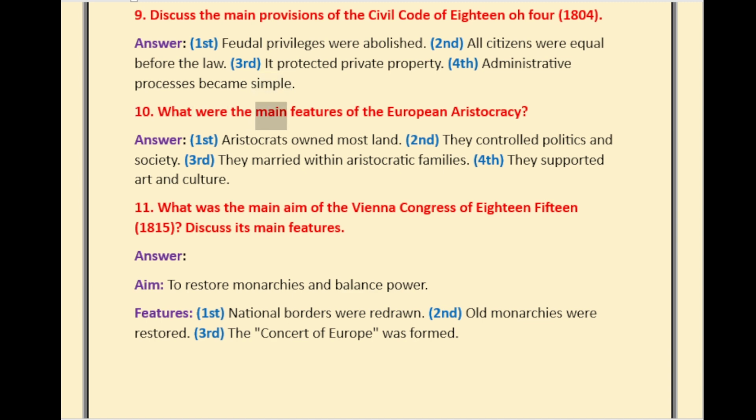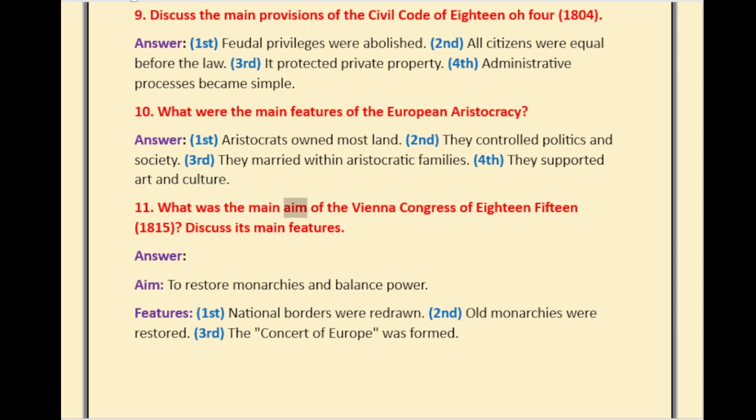10. What were the main features of the European aristocracy? Answer. First, aristocrats owned most land. Second, they controlled politics and society. Third, they married within aristocratic families. Fourth, they supported art and culture.